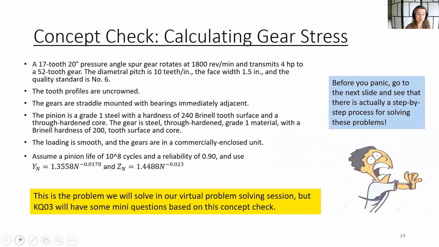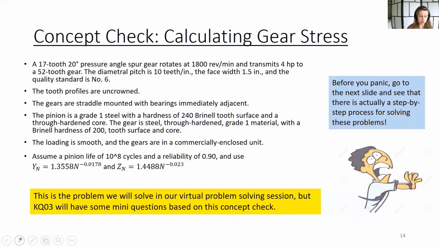Okay, so those are all of the factors. I know it's a lot to digest. It is going to take some time. The best way is just to practice, knowing what they are in your own words, and doing some practice problems. So I'm going to introduce this problem here, which is what we're going to be studying in the virtual problem solving session for this week.